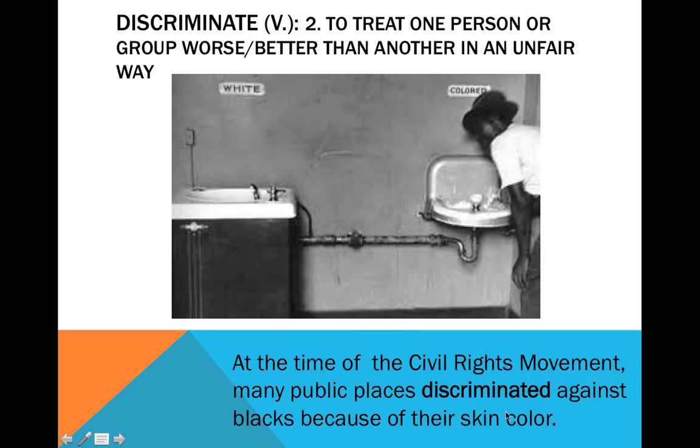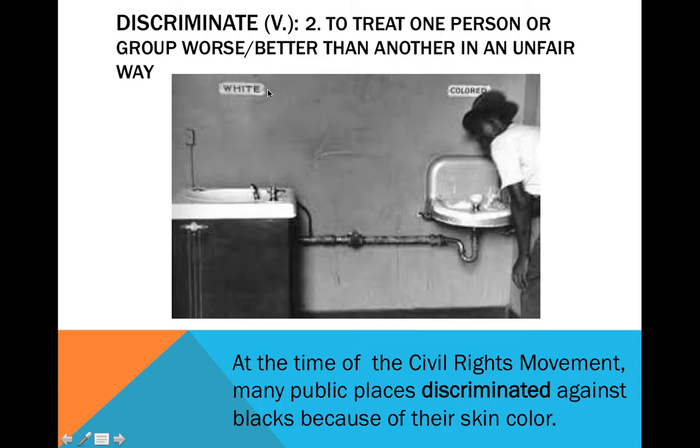In this example, we're using the word discriminated as the way that we most commonly know the word when it comes to racial profiling or being racist. In this case, it's treating a group worse or better. Here, during the civil rights movement, Martin Luther King's times, African Americans were treated worse. It was a group that was treated worse than others in an unfair way.